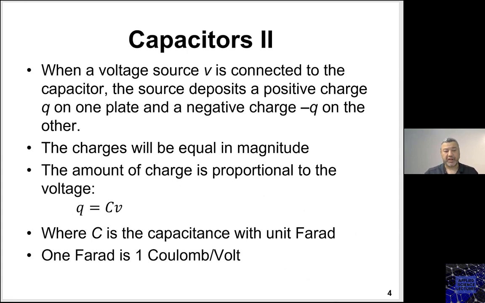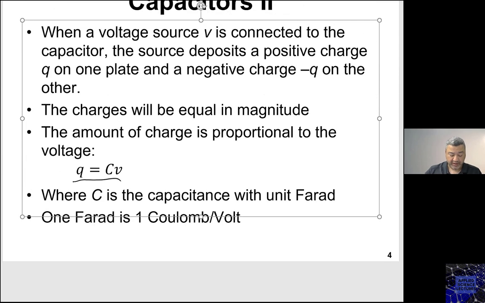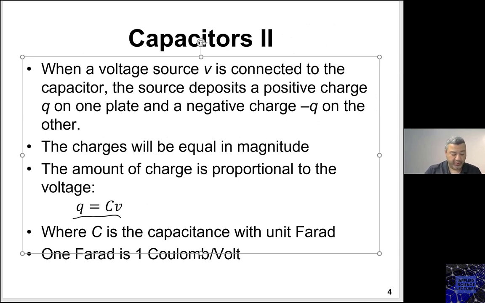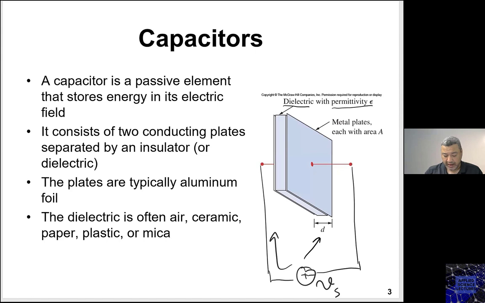So what is the relationship that defines the voltage and the charges? We have seen this expression before, Q equals CV, where Q are the charges stored in this capacitor, V is the voltage difference across this capacitor, and C is the capacitance. Remember, when this capacitor is filled up with charges, at the end I will have positive charges on the plate connected to the positive terminal, and negative charges equal in magnitude on the other metallic plate.